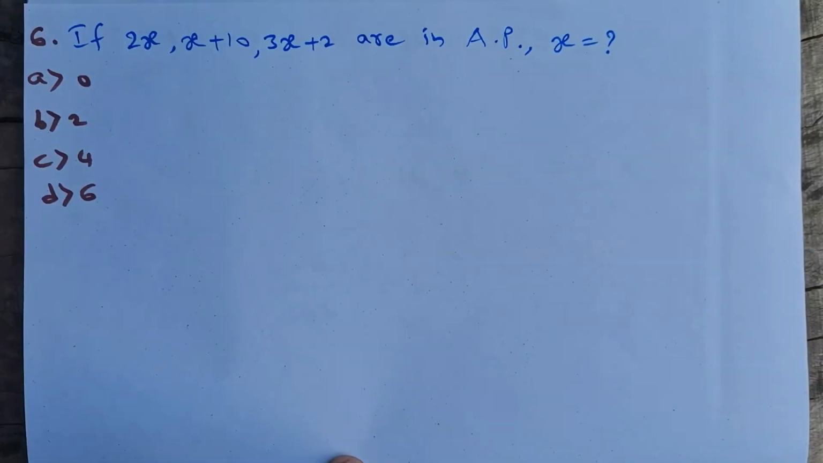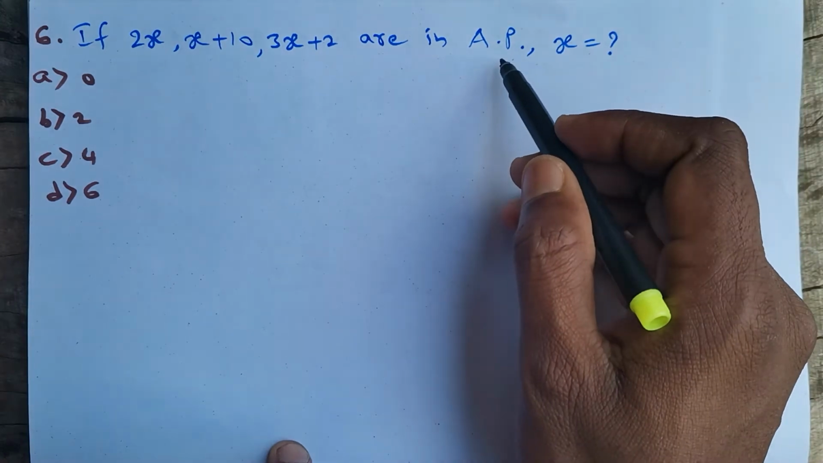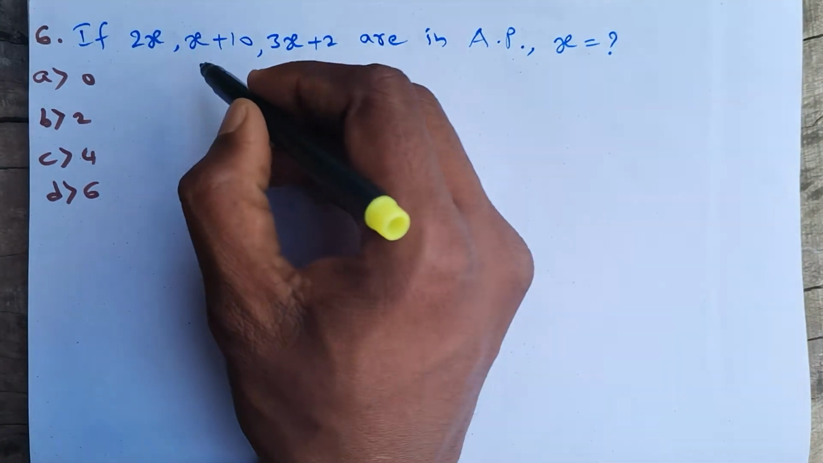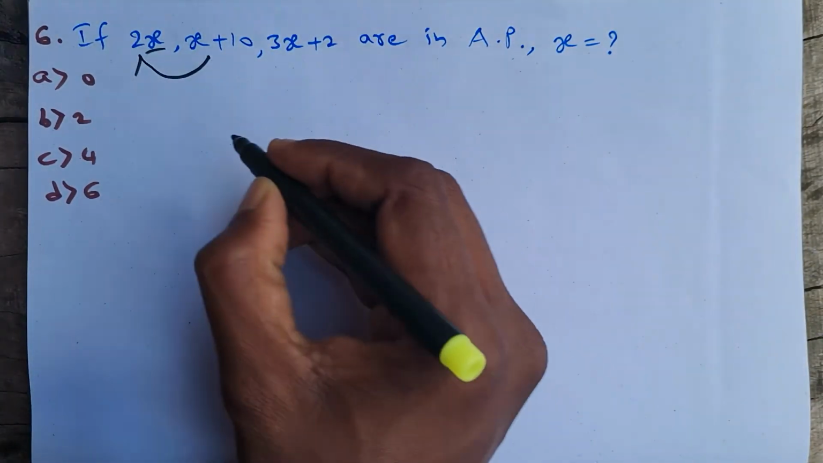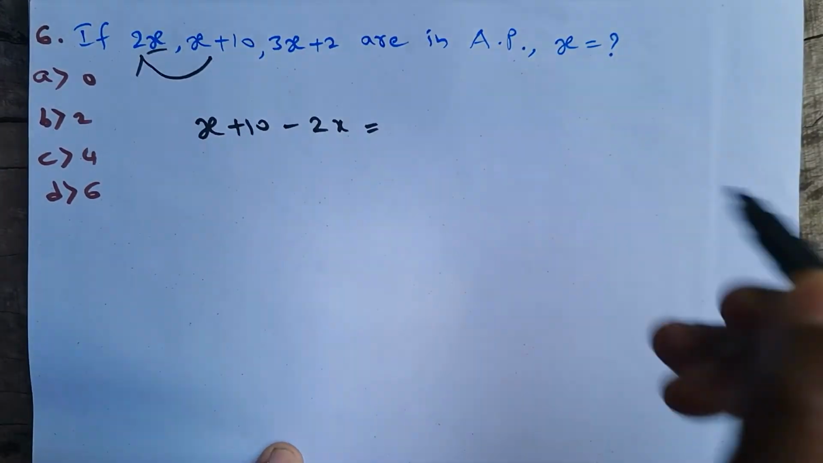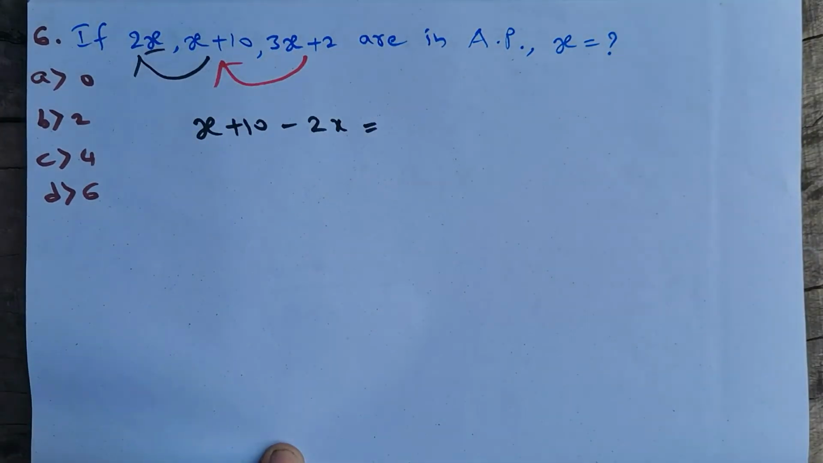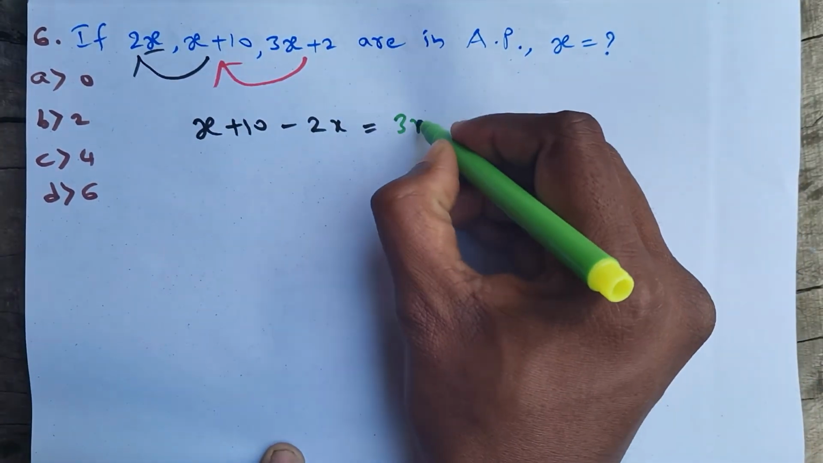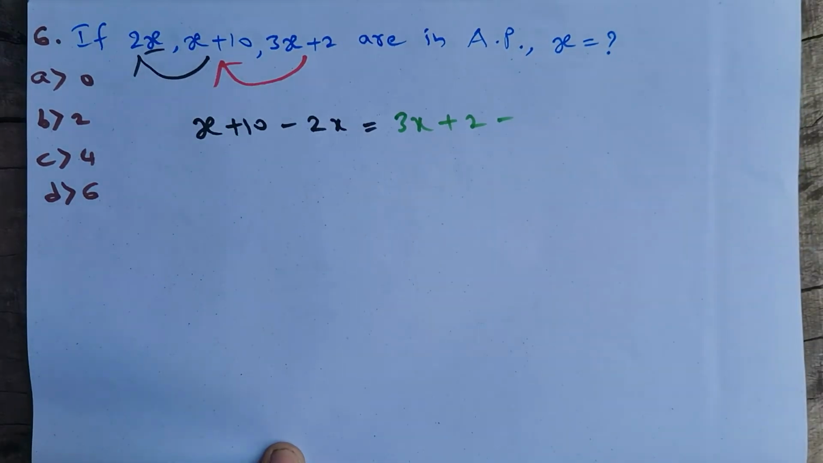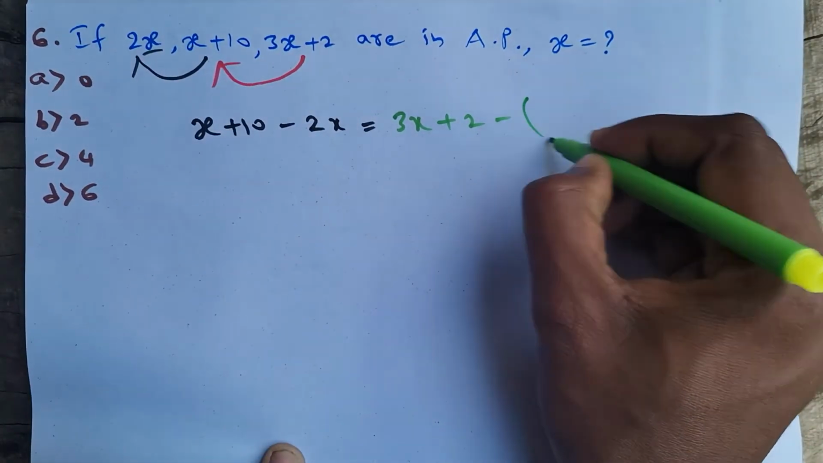Question number 6. If 2x, x plus 10, 3x plus 2 are in AP, then what is the x value? It is clearly mentioned that they are in AP, so the common difference is same. Second term minus first term, x plus 10 minus 2x, is equal to third term minus second term. Third term 3x plus 2 minus, here the second term has two terms, so bracket x plus 10.